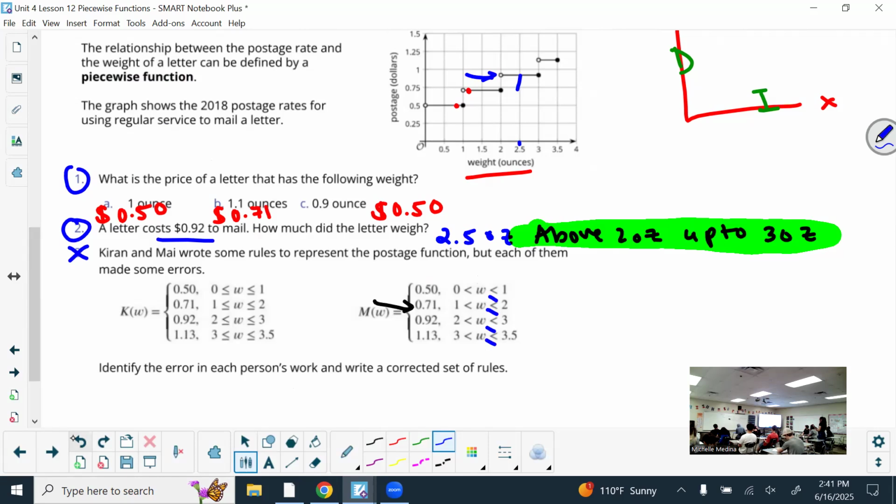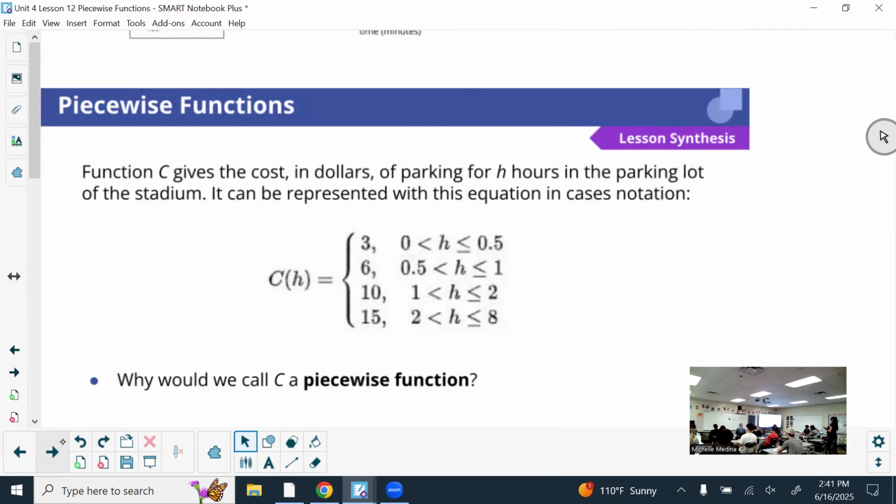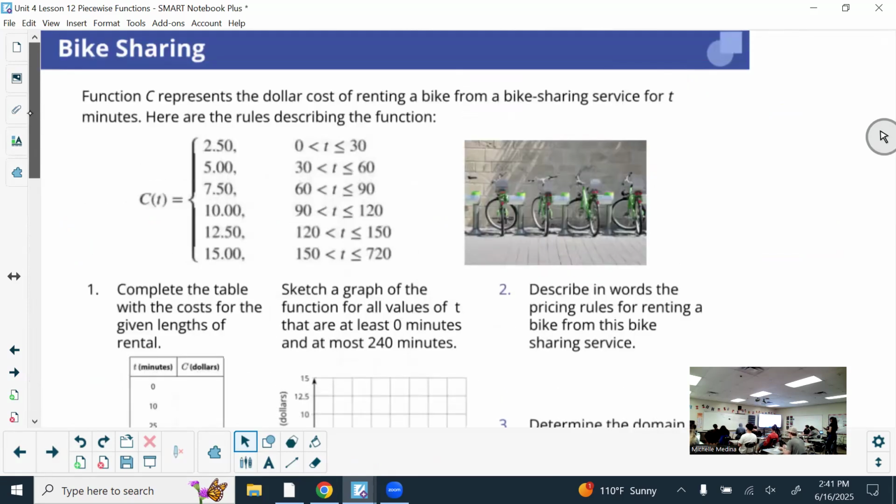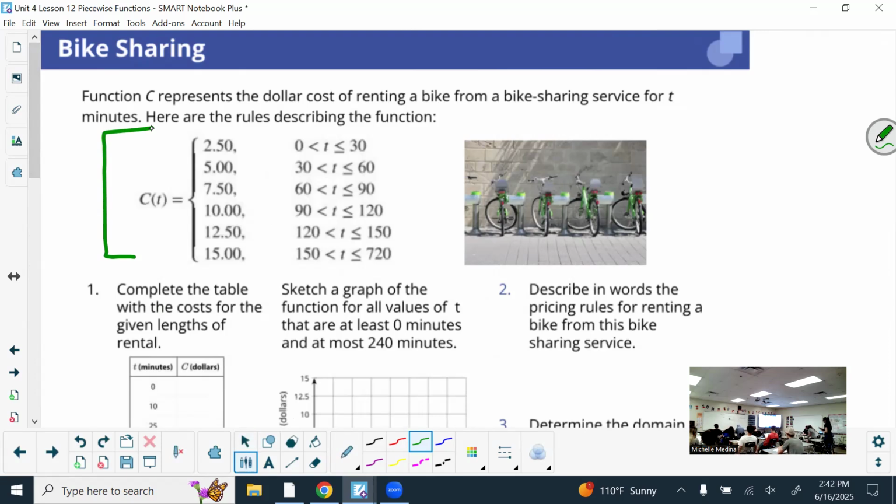We're going to look on the back side where they give us the rule and ask us to answer questions. So we have function C represents the dollar cost of renting a bike from a bike sharing service for 30 minutes. Here's the rules describing the function. So this is more like what you saw on your final the first time. Final doesn't change. Same question that I went over before. And I'm telling you it looks something like this.